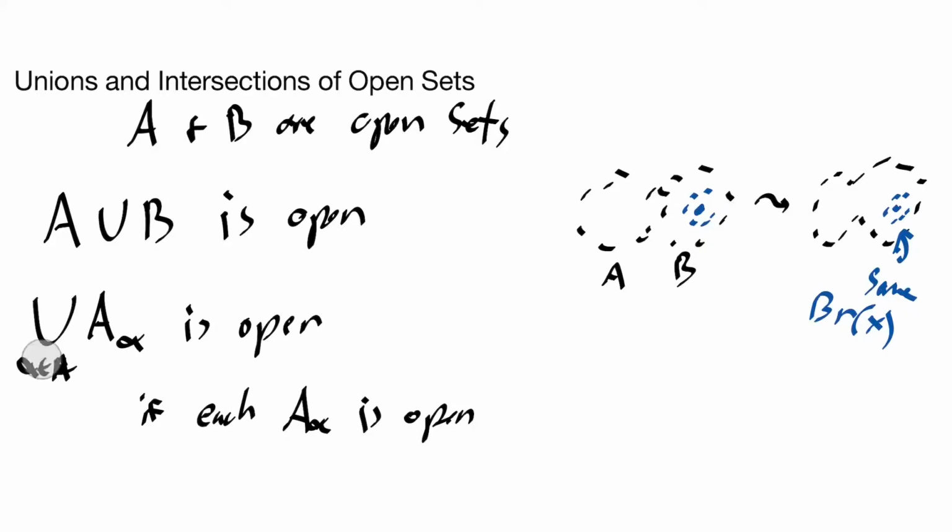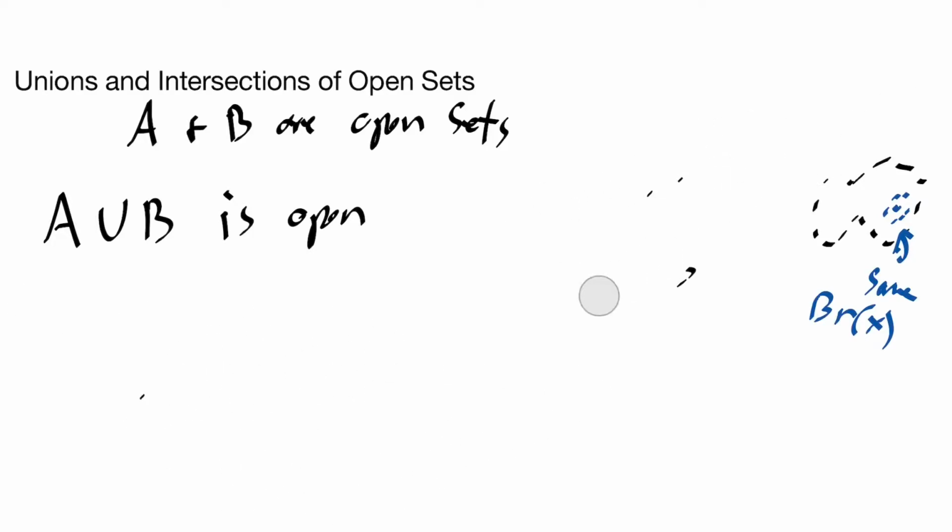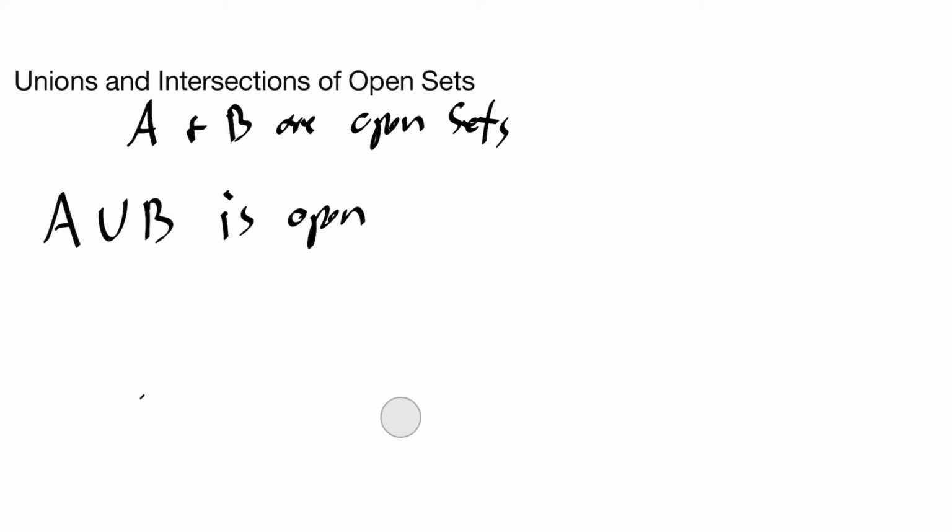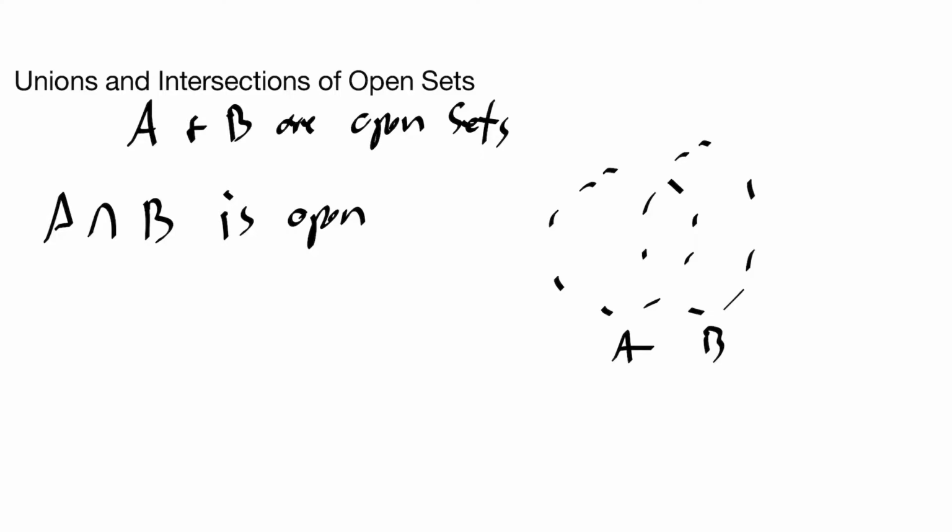Okay, it turns out that intersections aren't quite as friendly. So let's talk just a little bit about intersections. So what do we notice? If A and B are open sets, then A intersect B is still an open set. So let's kind of do the same picture I had earlier, where I have A and B, and then A intersect B is just that little piece in the middle. So it's just that piece right there in the middle.